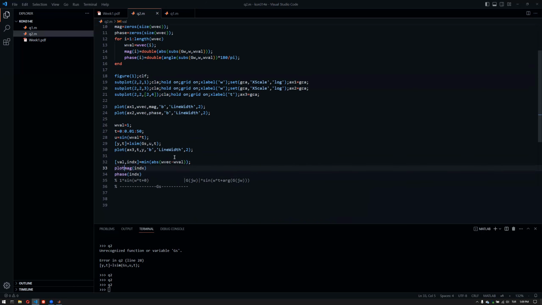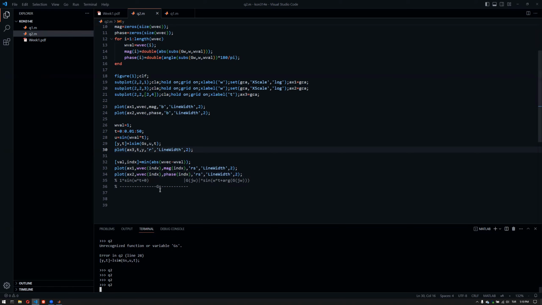And in fact, I can do a plot omega vec index, comma magnitude index, like this. Now this belongs to AX1, this belongs to AX2. Let's give it a red color, for example, red square, a line width of 2 for visibility. Again here on a different plot, maybe I can also change this into red to have color association here.